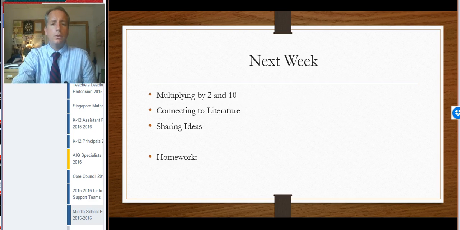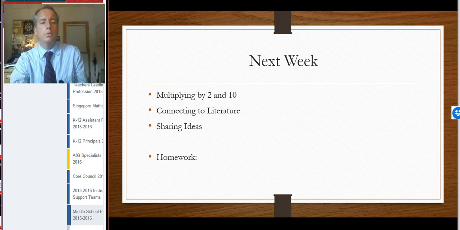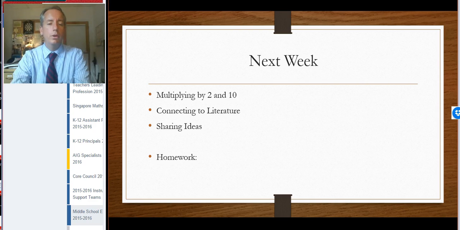So next week, as we mentioned earlier, we're going to be looking at multiplying by 2 and 10, so we're really actually going to get into the facts. We're talking about some literature or a book that goes with each one of those facts. We're going to be sharing ideas back and forth.